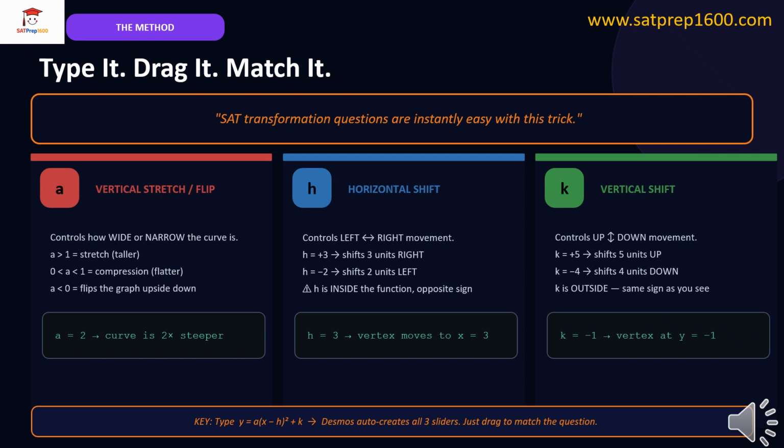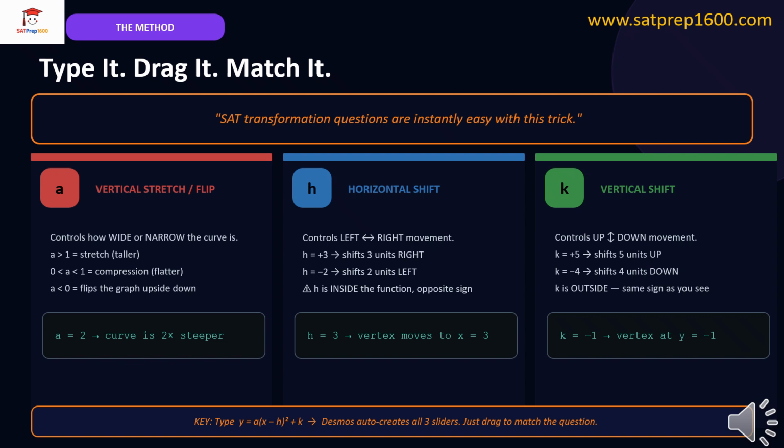Second slider, h. Horizontal shift. Left and right. Here's the trap most students fall into. h is inside the function, so it works with the opposite sign. h equals positive 3 shifts the graph 3 units to the right. h equals negative 2 shifts 2 units to the left. With sliders, you don't have to remember that, you just drag and watch.